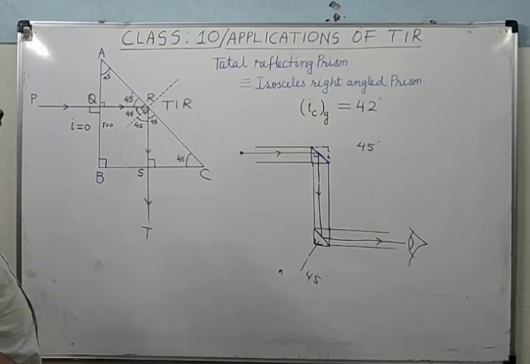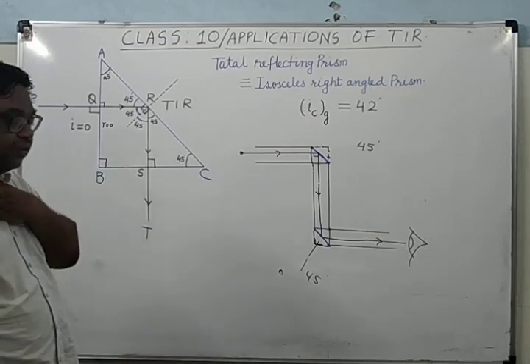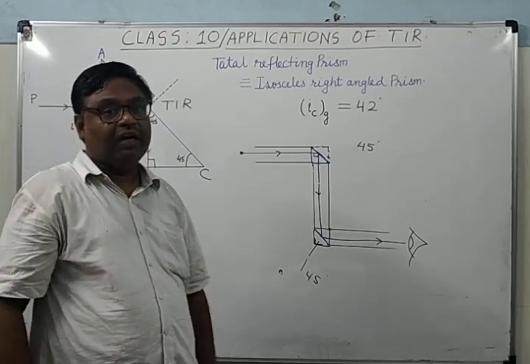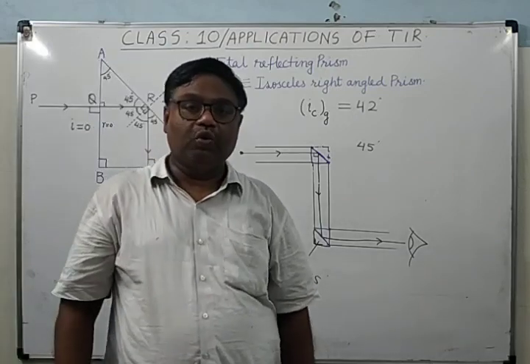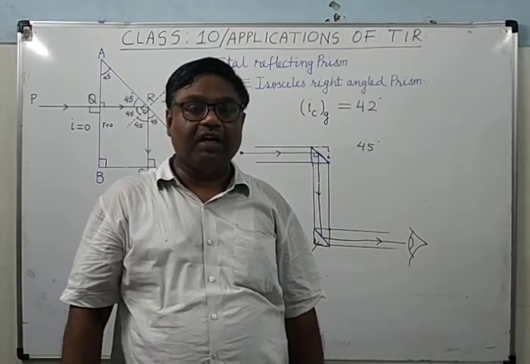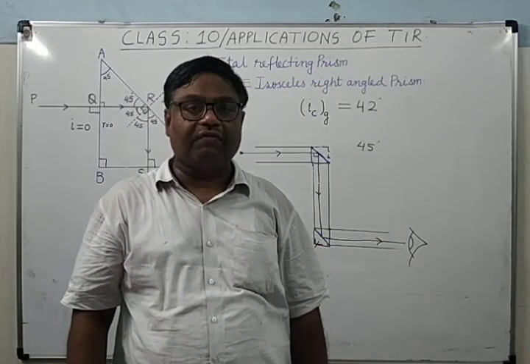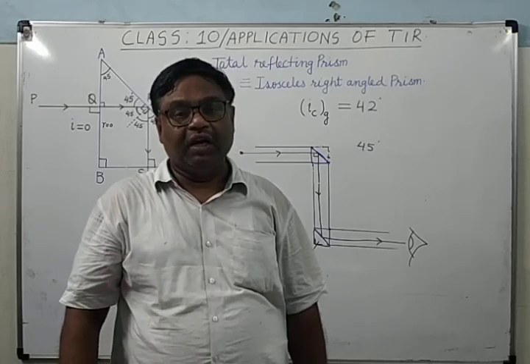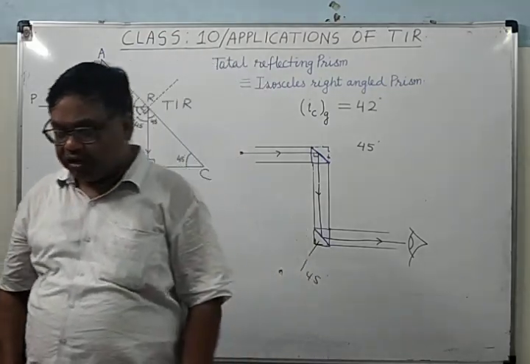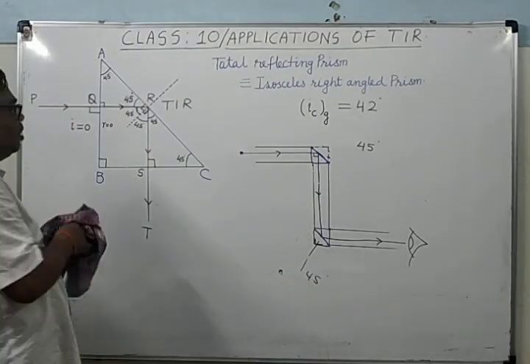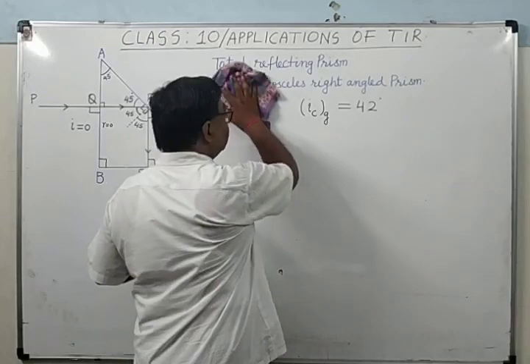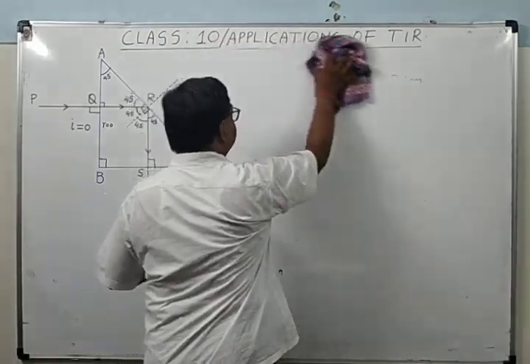Is it clear? Now there is one more action in which the ray of light suffers TIR through a total reflecting prism. Already I have told, if there is any total reflecting prism, any isosceles right angled prism, and the ray of light falls perpendicular to any of its surface, what will happen? It will suffer total internal reflection. If the ray of light falls perpendicularly to any of the surfaces, it will suffer total internal reflection.